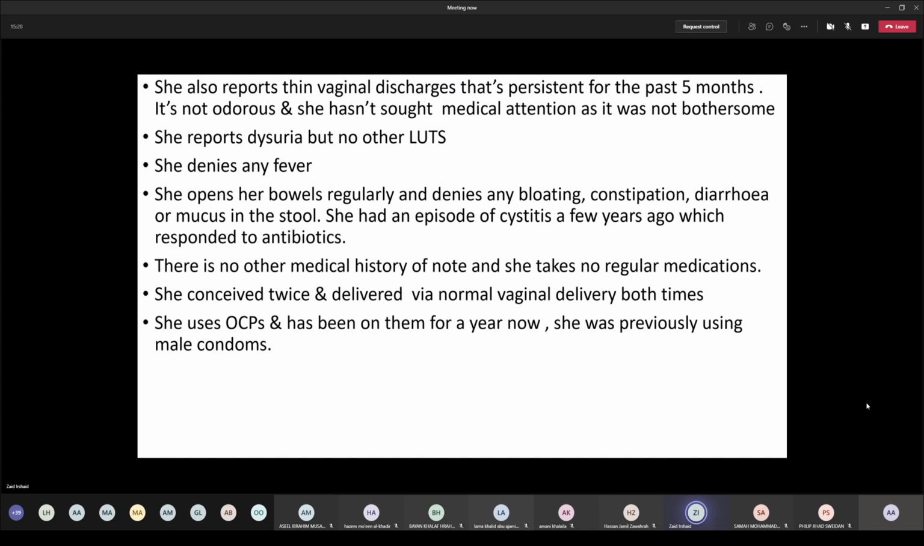She has no other significant GI symptoms. She had a history of lower UTI and was treated with antibiotics. There is no medical or surgical history of note, and she's not on medications. She conceived twice, and she delivered both times via normal vaginal delivery. She's currently using OCPs and has been on them for the past year. She was previously using male condoms, but she switched to OCPs. So I'll give you a moment to let it sink in before we proceed.